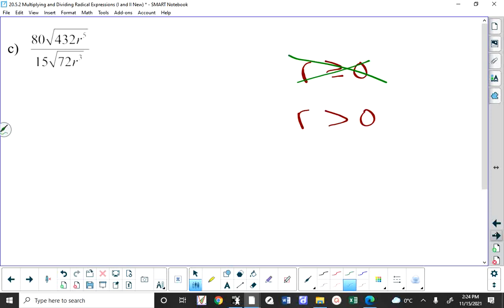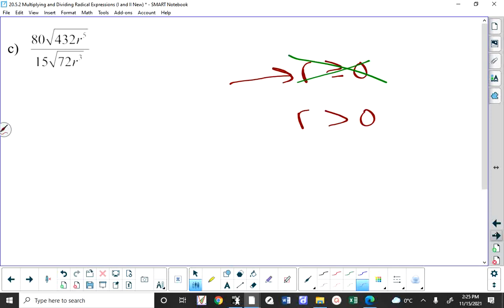Can't divide by 0. Because there's an r in the denominator radical, if r were 0, then you would be dividing by 0, which is not allowed. So what we would do is we would say normally the variable or the radicand that contains the variable has to be greater than or equal to 0 unless you're also dividing by it. And then you can't have it equal to 0 because division by 0 is verboten. You can't do it. So that's the restriction.